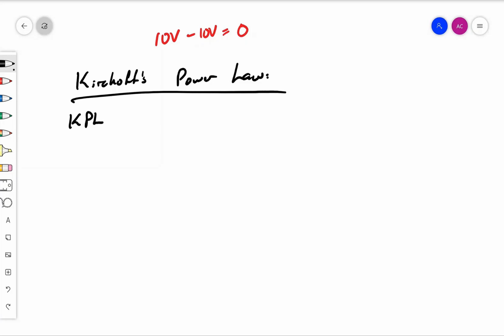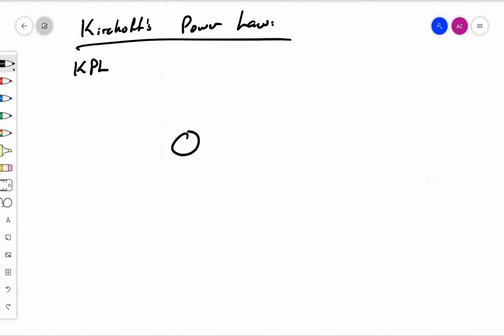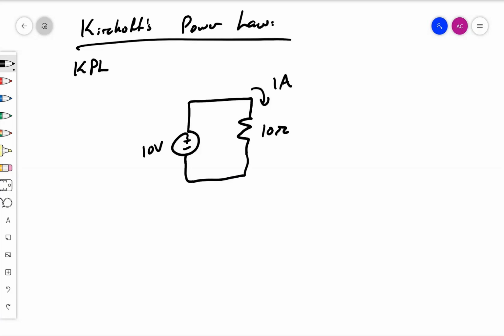So what Kirchoff's power law is saying is that the sum of the power being supplied has to equal the sum of the power being dissipated. So let's go back to our very basic circuit. We have, let's say, just a 10-volt source and a resistor. Let me make that look a little bit better. So we have a 10 ohm resistor and a 10-volt source. Okay, and then we know from before that there's 1 amp of current flowing through it.